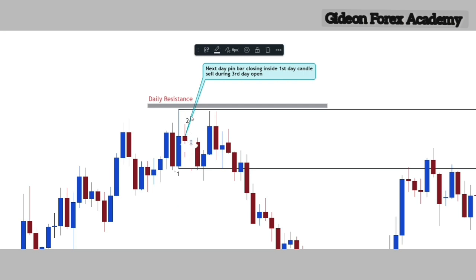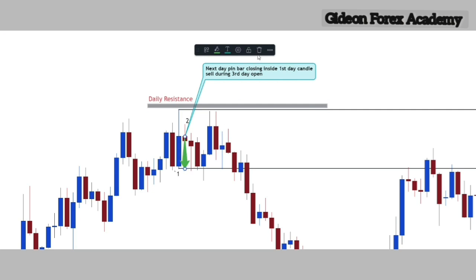So this third day, after marking out our highs and lows of the first day candle, and on the second day we see a pin bar forming like this, and it has closed inside the first day candle, we are going to trade all in between here. What we are looking for is continuing this trend all the way down. Here is our target.